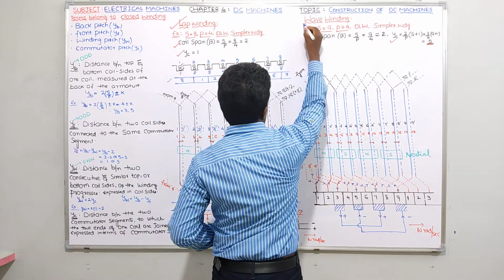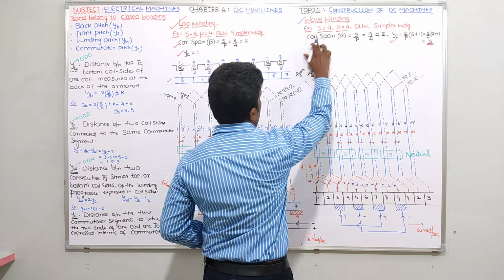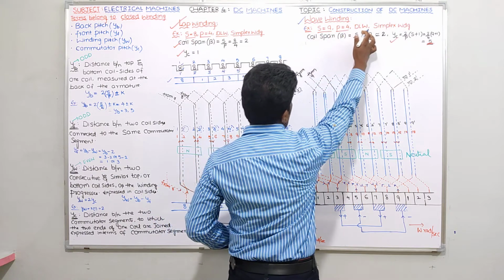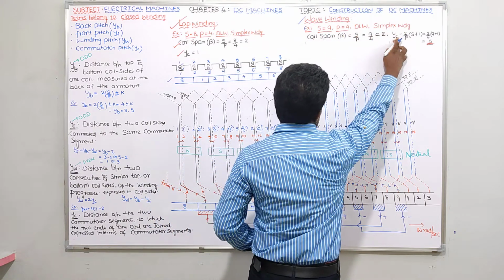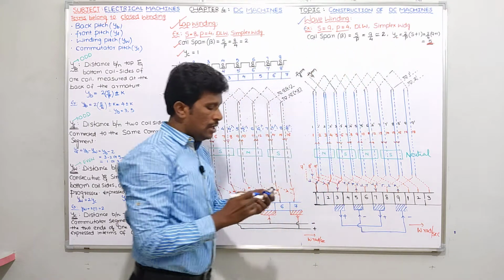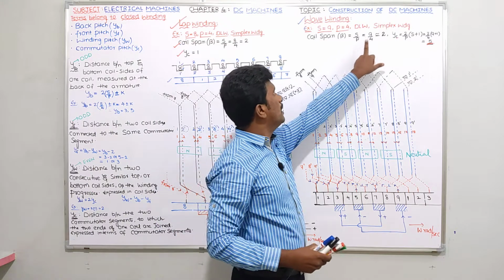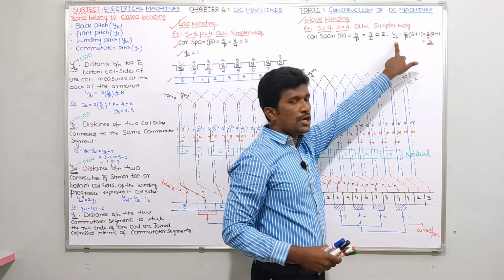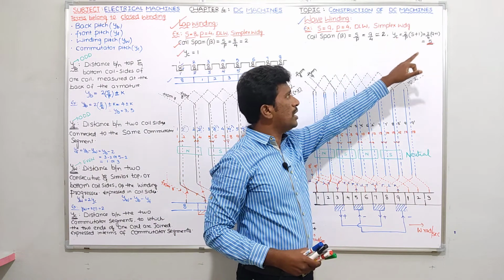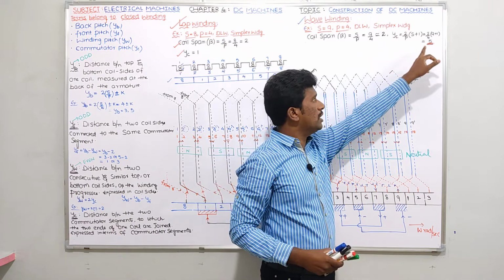For wave winding, I had taken this example: slots 9, poles 4, double layer winding, simplex. For that data, coil span beta becomes slots per pole, 9 by 4, approximately 2. Commutator pitch Yc means 2 by P into S plus 1, that is 2 by 4 into 9 plus 1, and you get 5.